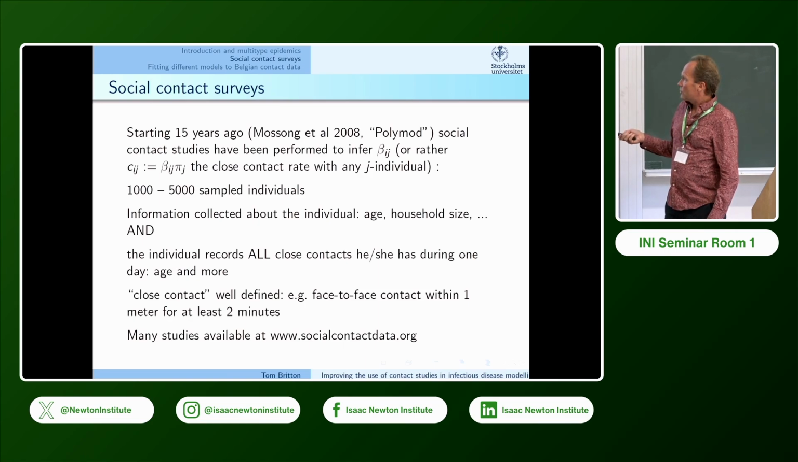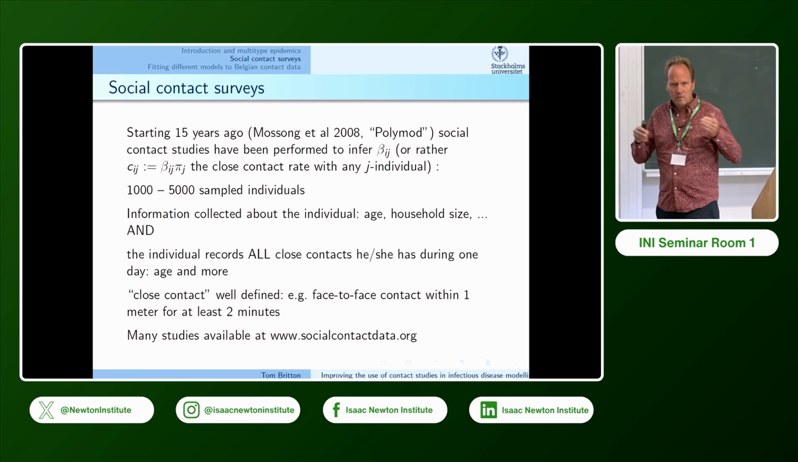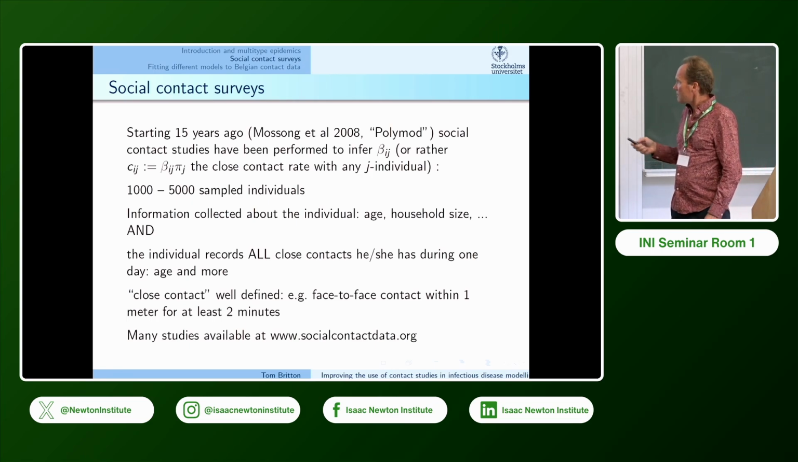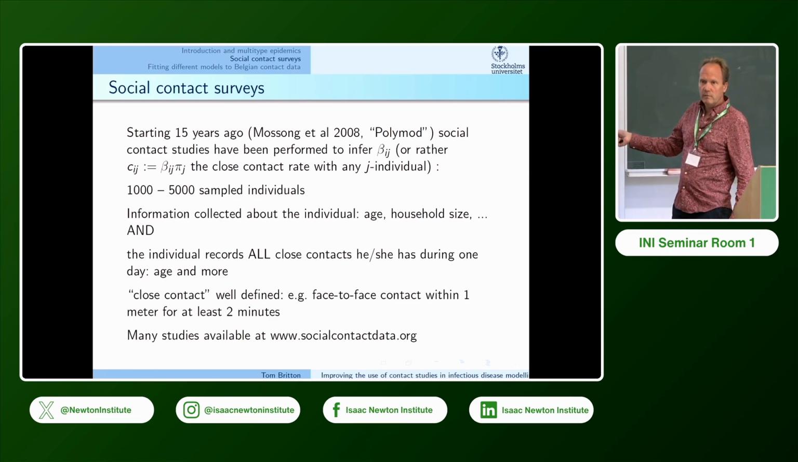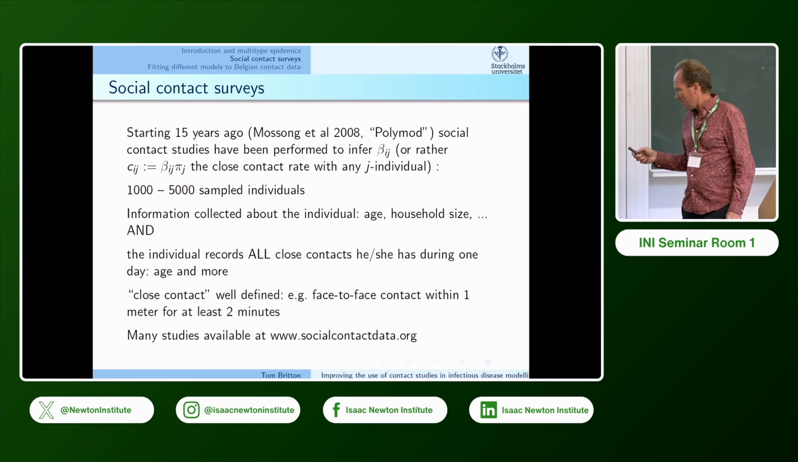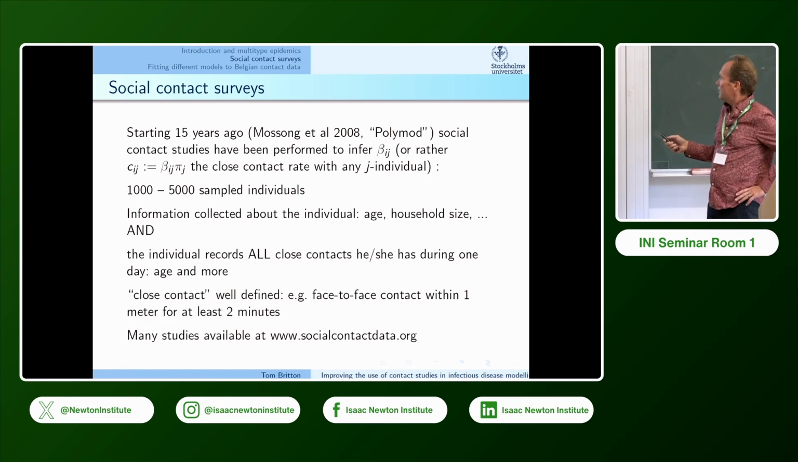And this close contact is a well-defined thing. Usually it's a face-to-face contact within 1 meter for at least 2 minutes, or some similar definition. There's a very nice page, I think maintained by Neil Hens, where you find a lot of these contact studies, by the way. And that's where we have also made use of some of these contact studies.